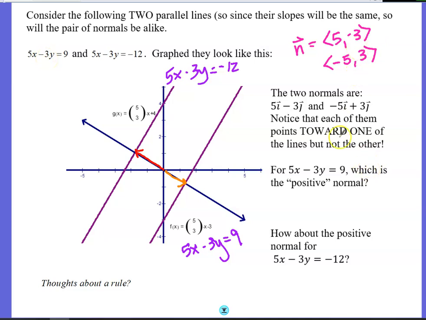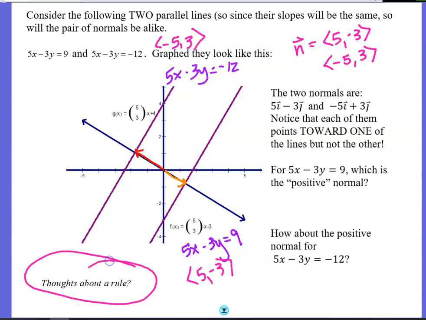Now, you can tell which one of these is which just by looking at the picture. Let's see, which one of these is the 5, -3? Orange or red? 5, -3 would have to be this orange line, right? And -5, 3 would be this red one, right? So for this line, the positive normal is 5, -3. For this line, the positive normal was actually the opposite one, -5, 3.